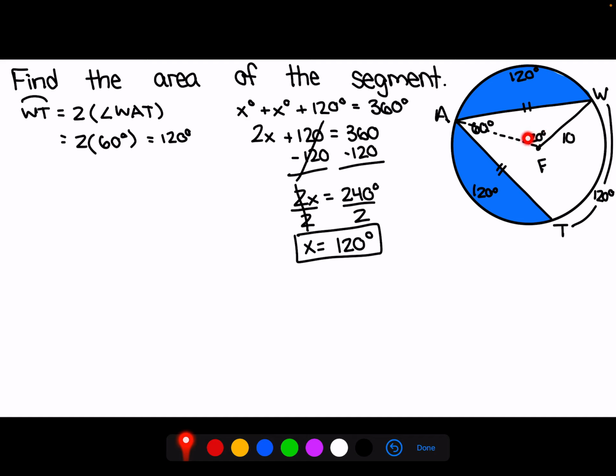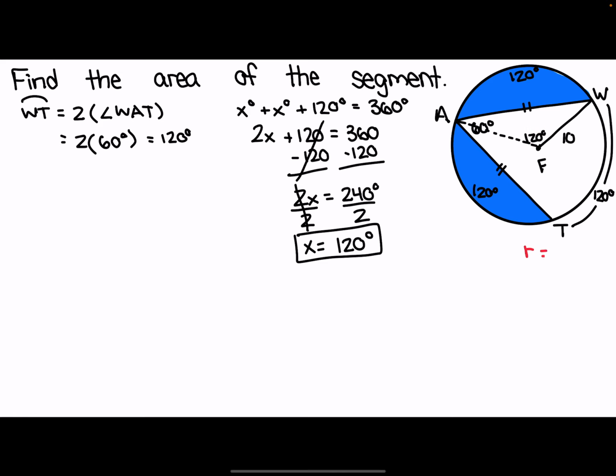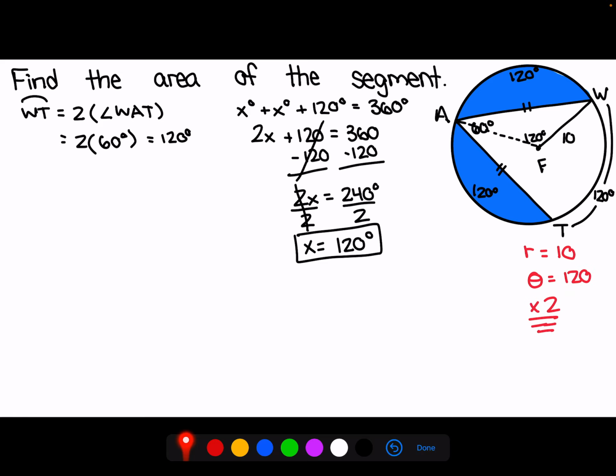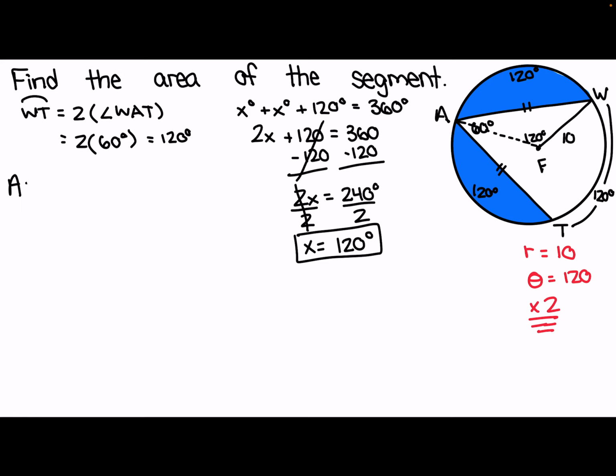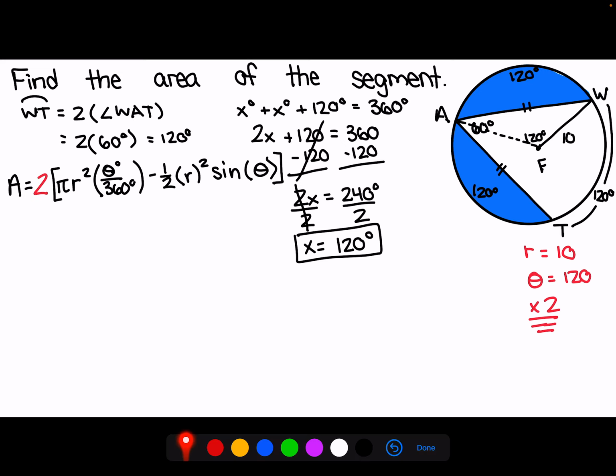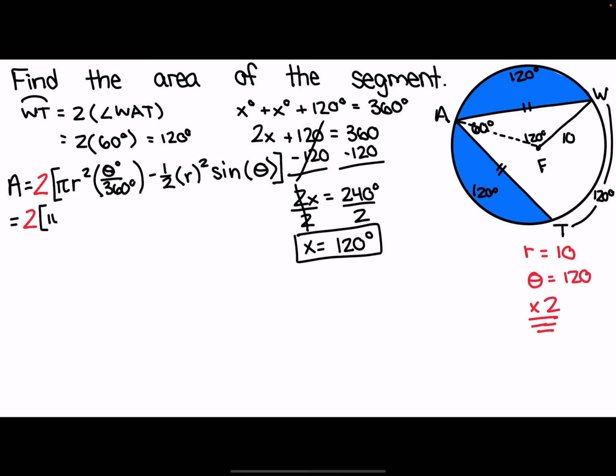That means that this central angle I can say is 120 degrees, and again, our radius is still 10. From there, we can go ahead and plug in the values that we have into our equation. And again, I want to note that I'm multiplying it by 2 because I have 2 of the same area. This will give us area is equal to pi times 10 squared times 120 over 360 minus 1/2 10 squared sine of 120.